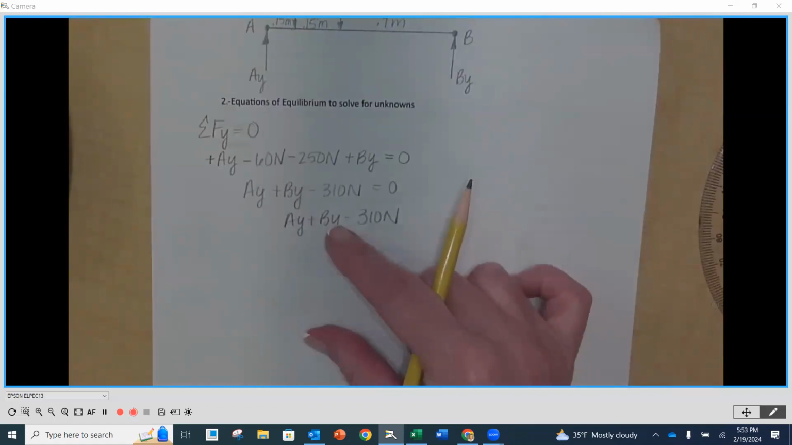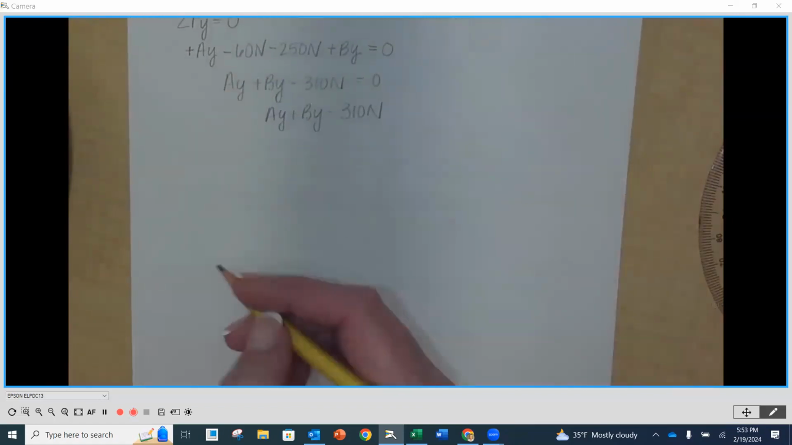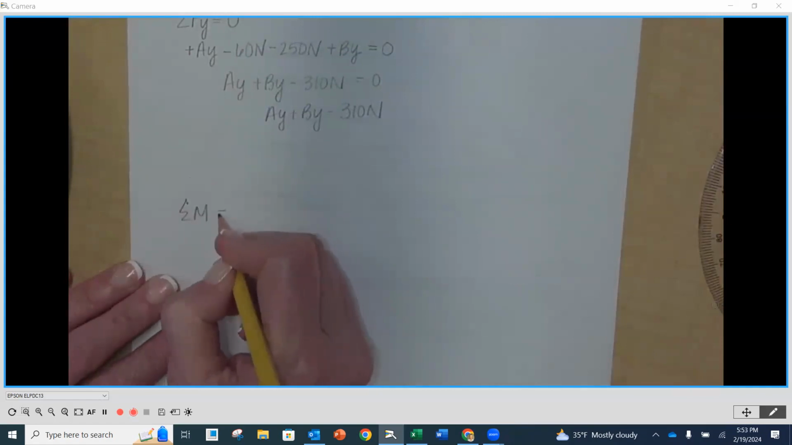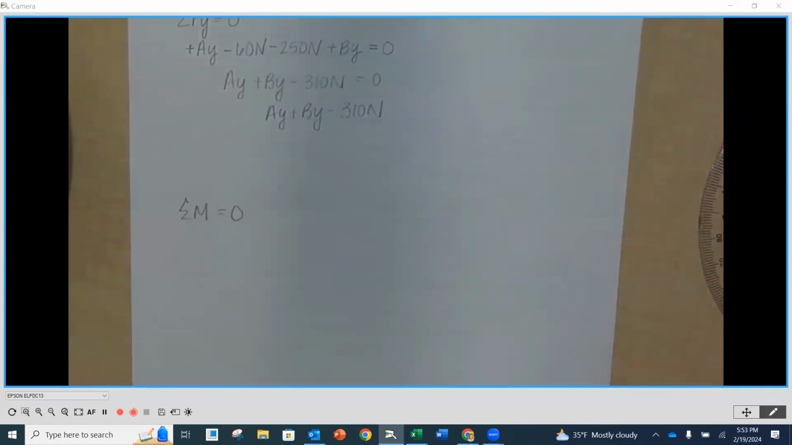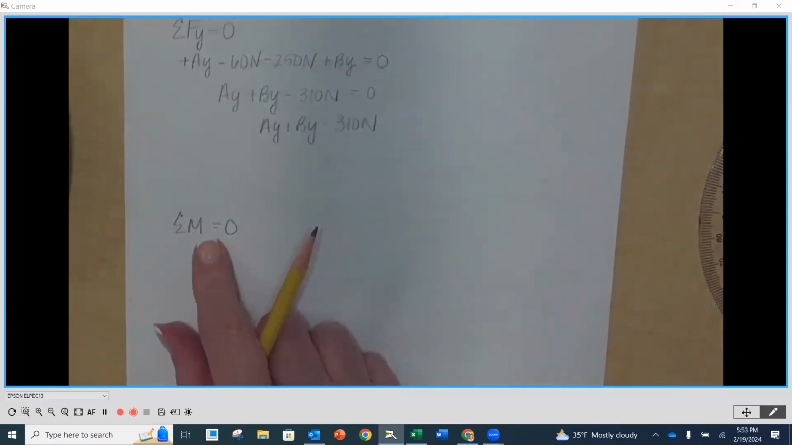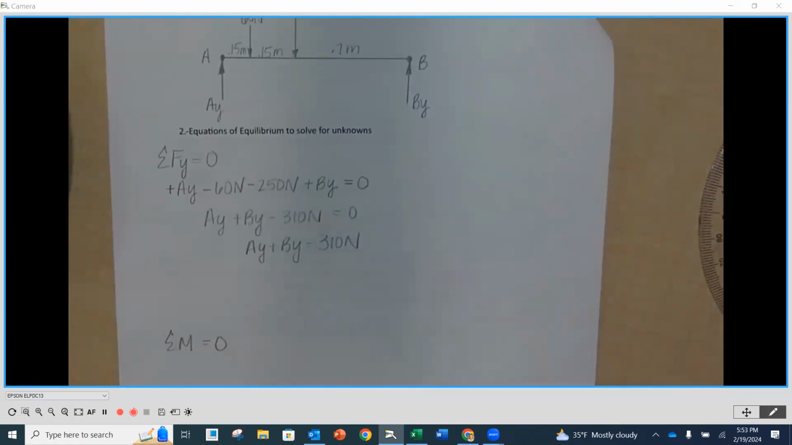I'm going to leave a little bit of a space and we're going to use our second equation. So sum the moments, right? And I'm going to leave a little space here, set equal to 0. Now, I need to identify the point that I'm going to sum around. I have AY and BY that I need to solve for.